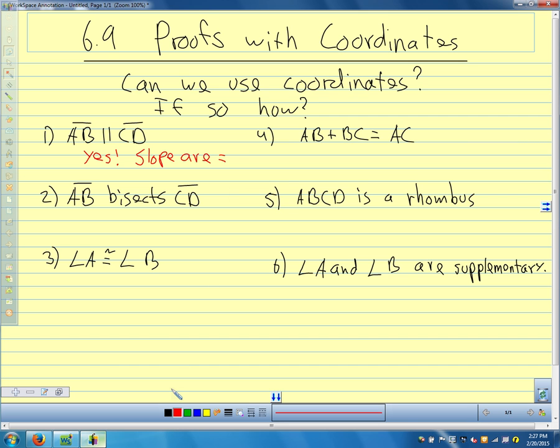How about number 2? If we want to find if one segment bisects another segment, can we use coordinates for that, Danny? No, I don't think so. What does bisect have to do with? Cuts it in half. Yeah. Do we have something with our coordinates that lets us find the middle of something? Yes, the midpoint formula. So that would be yes.